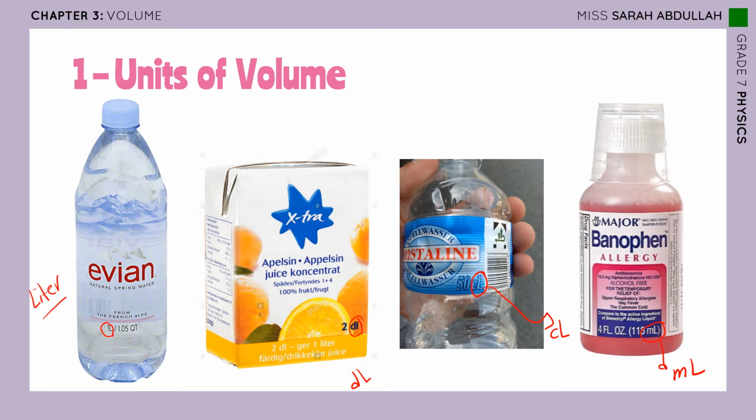So these are the units that we usually see. Now, the two most common units are the liter and the milliliter. These other two units are rarely used. They are rarely written on products. But yeah, so we have liter, deciliter, centiliter, and milliliter.